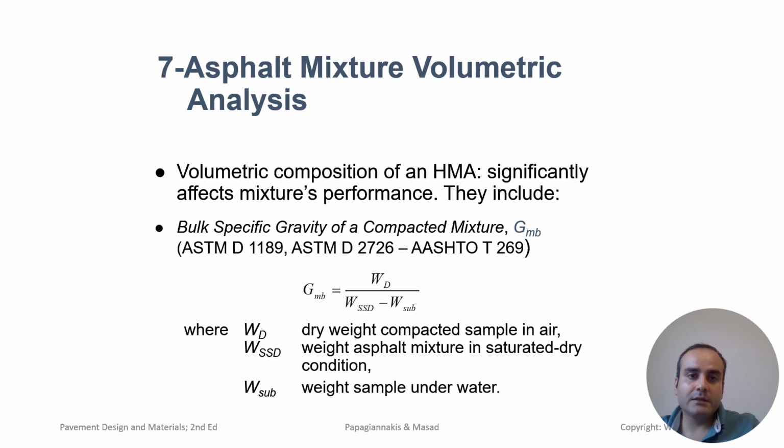Gmb represents the specific gravity of the entire compacted asphalt mixture, including both the aggregate and asphalt binder as well as the air voids. In this slide, Gmb is a function of the dry weight of the compacted sample in air, the weight of the asphalt mixture in saturated surface dry condition, and the weight of the sample underwater.